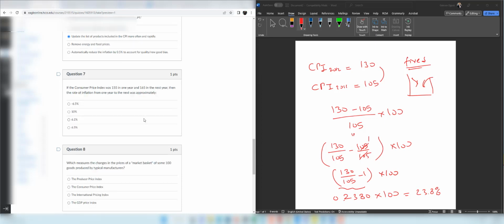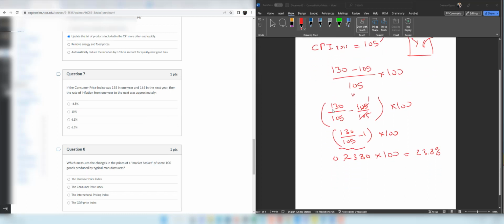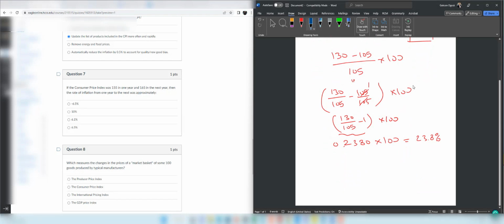Question 7. If the consumer price index was 155 in one year and 165 in the next year, then what is the rate of inflation? Now, we know that the rate of inflation is the percentage change in the consumer price index. So we take 165 divided by 155 minus 1 times 100. Let's calculate: 165 divided by 155 minus 1 is very close to 0.065, times 100, 6.5%. Question number 8.